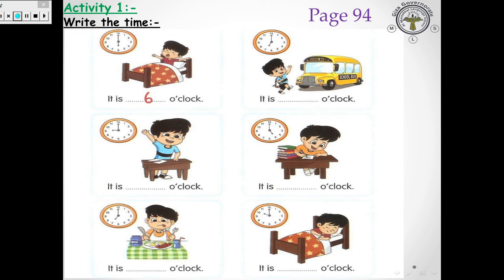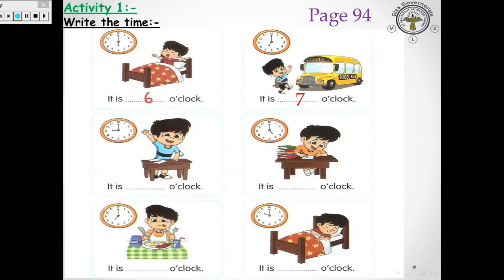Next picture, look here. What time is it? The short hand is pointing to 7 and the long hand is pointing to 12. So it's 7 o'clock. This boy goes to school at 7 o'clock.